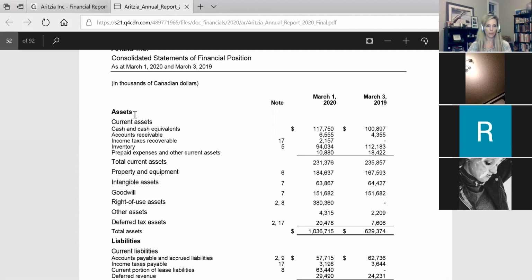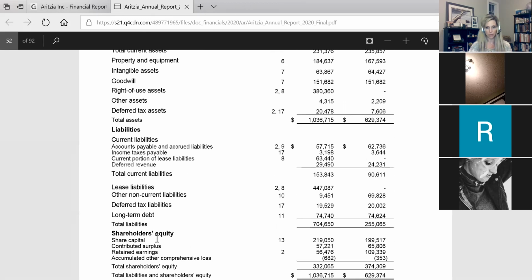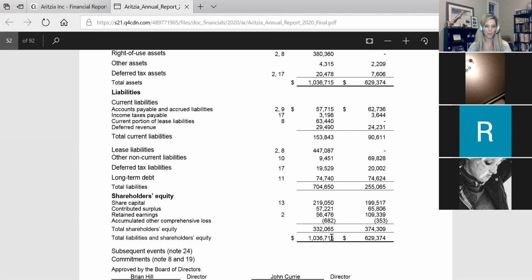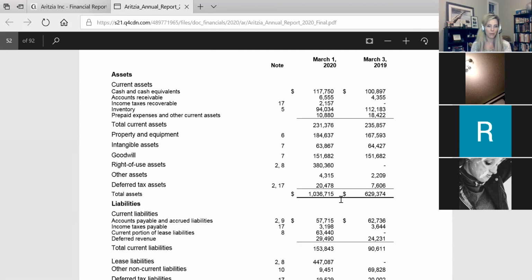categories. So I told you that it's a balance sheet, and so assets will equal liabilities plus shareholders' equity. And if you look at this here, the total assets is 1,036,000 and change. You'll see that's also 1,036,000 and change down here. So they do have to balance. Okay, that's the whole idea of accounting. We like to balance things out.